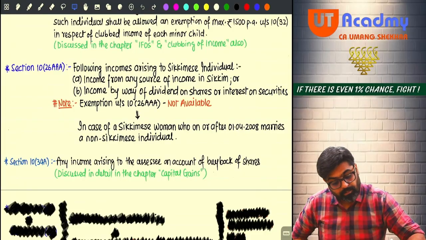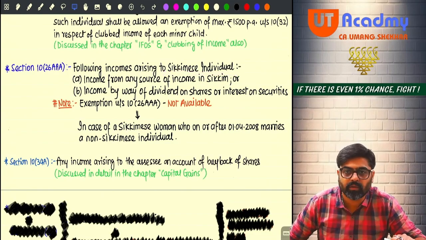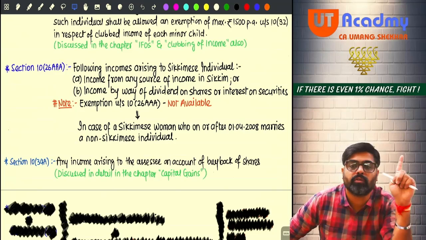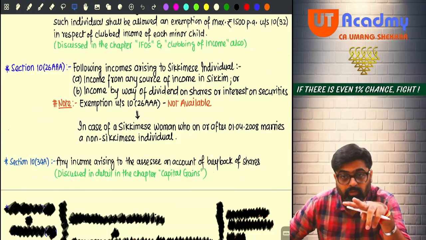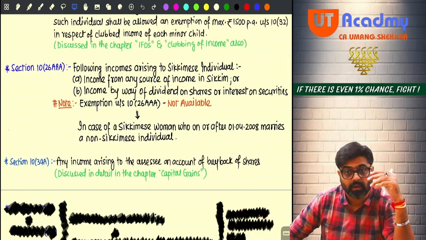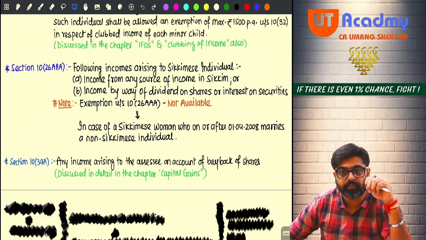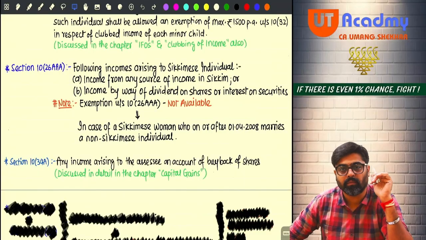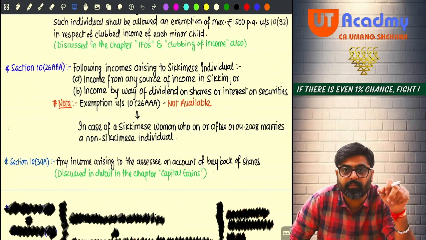Being a Sikkimese individual, we are going to give you some benefits. What benefit, you know? You can earn income from any source. From business you will earn, fully exempt. From house property you will earn rent, fully exempt. You are having land, rented the land, you are earning rental income from land, fully exempt. You are having a bank account, whatever interest is coming in that bank account, fully exempt. But all these sources of income must be there in Sikkim.